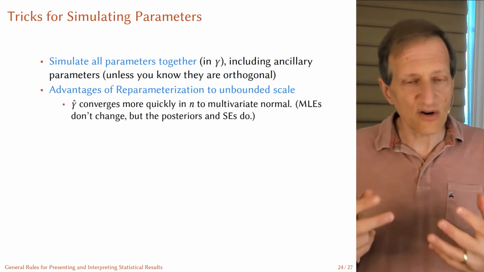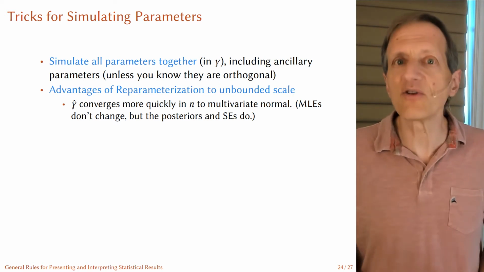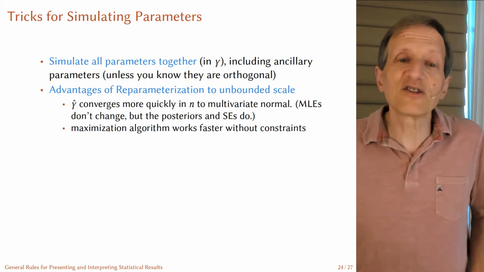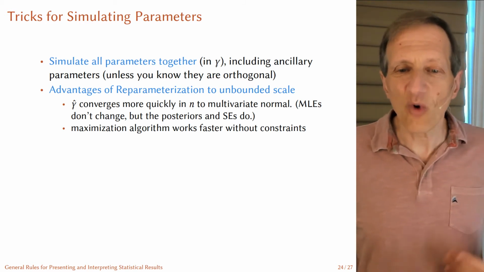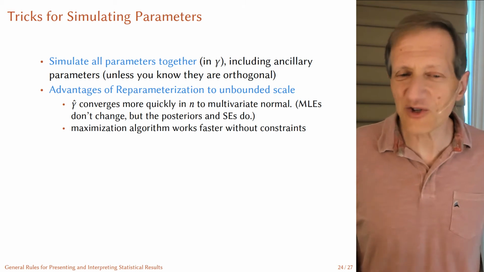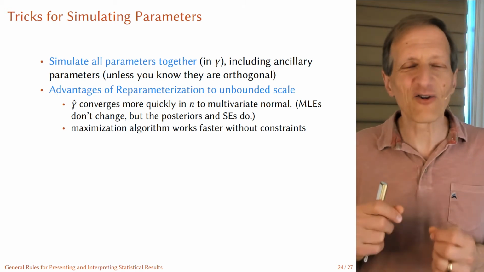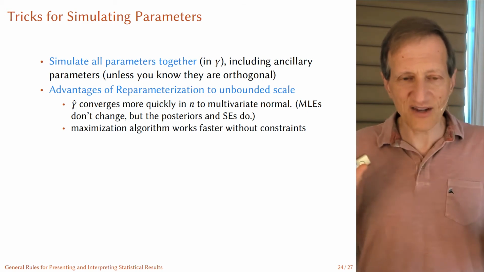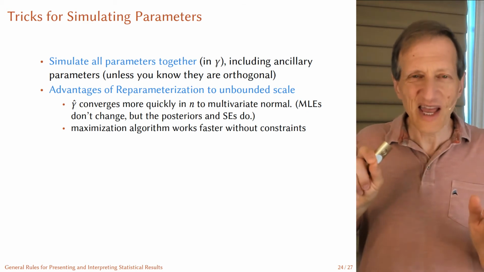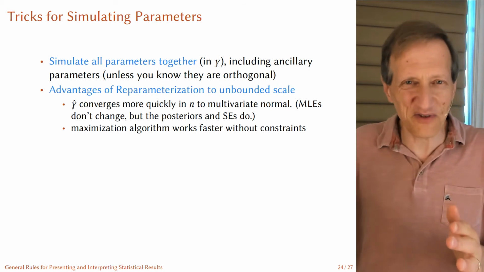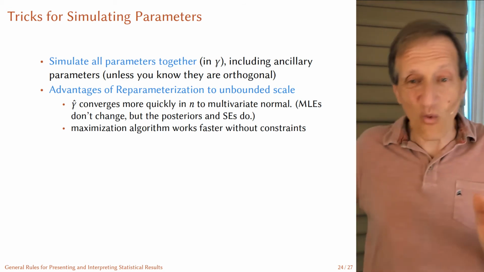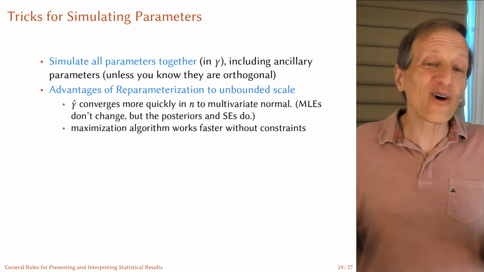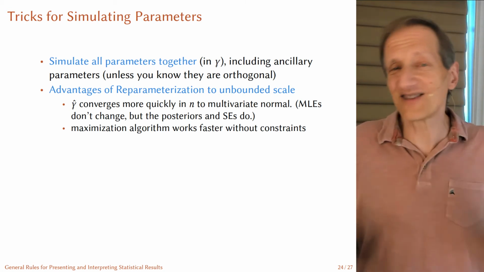So your claims about uncertainty are actually better reflective of what the uncertainty really is. It also tends to make the maximization algorithm work faster without constraints, because as I've also mentioned before, most of these algorithms either only work with unbounded parameter spaces, in which case you have to keep checking to see whether it's guessing a value outside of the feasible space and just whack it back in before it ends up dividing by 0 or something, or it can actually do it, but it doesn't do it very well.